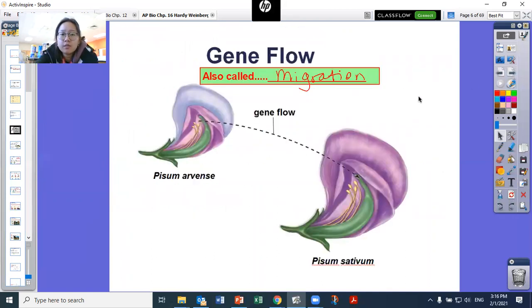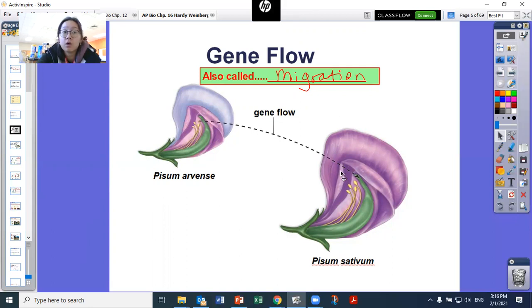Gene flow is also called migration. So if you have gene flow from one population to another, you're bringing alleles from one population to another. And the original population that left is going to lose alleles. In this case, though, you can see for flowers, since they're not physically moving, their pollen is blowing around by the wind, and that's gene flow because the pollen is going from one population to another population.